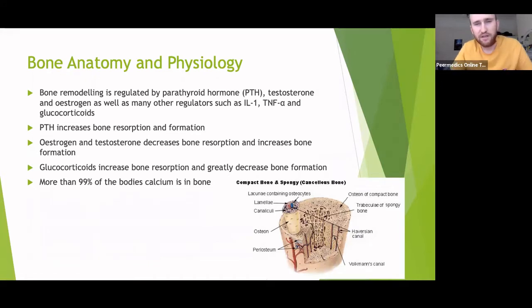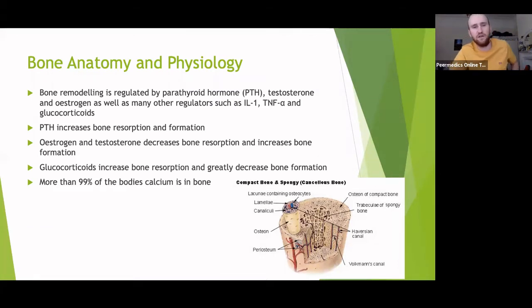So bone remodeling is regulated by parathyroid hormone, testosterone, and estrogen. We'll discuss that a bit further later on. Parathyroid hormone increases bone resorption and formation, but when we think about parathyroid hormone, its intention is to increase serum calcium levels. So what it does is it increases bone resorption more, and that mobilizes calcium within the body, and it allows the concentration of serum calcium to increase. So 99% of your body's calcium is stored within the bone. PTH allows some of that to be released into the blood.